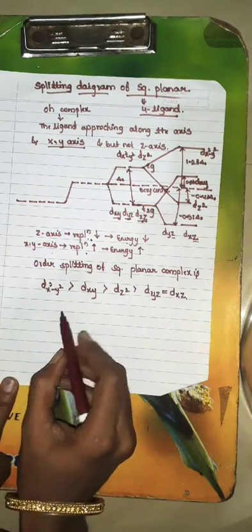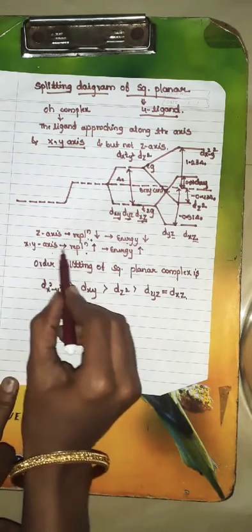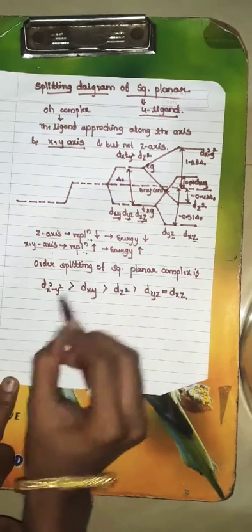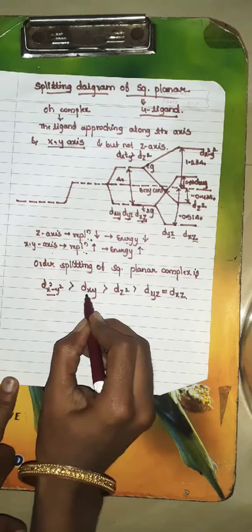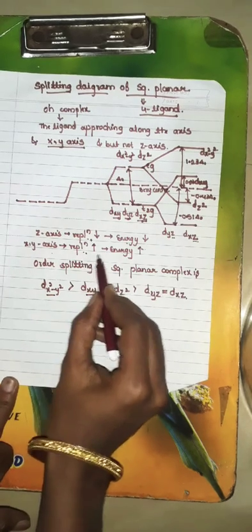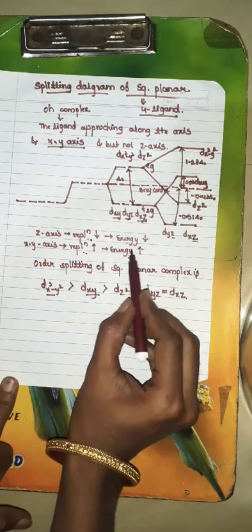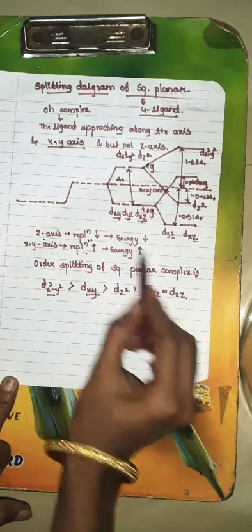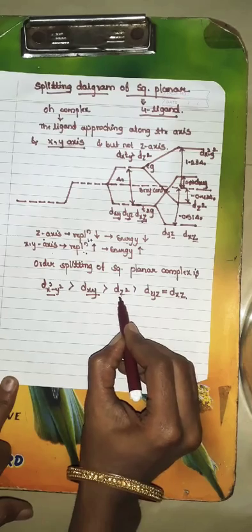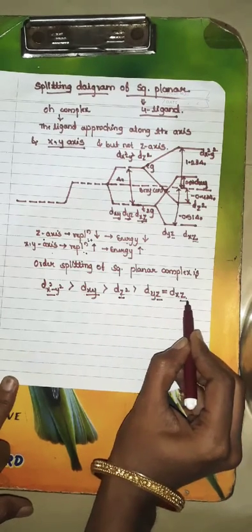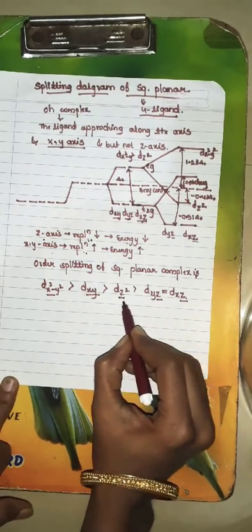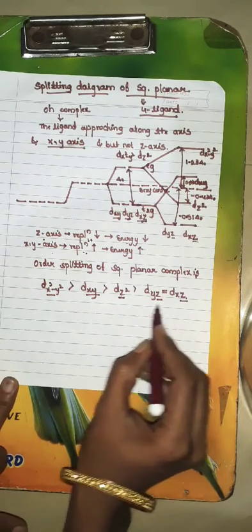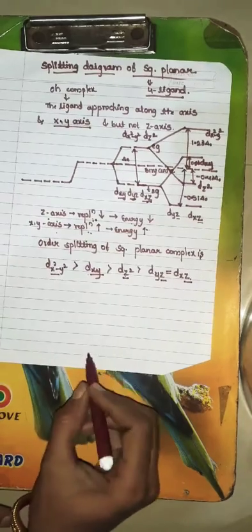See here what happened. Along the xy axis there is ligand approaching, repulsion increases, energy increases. There is no approaching along the z axis, therefore repulsion decreases, energy decreases. See here, the z axis has lower repulsion, thereby energy decreases. This is all about the splitting diagram of square planar complexes.